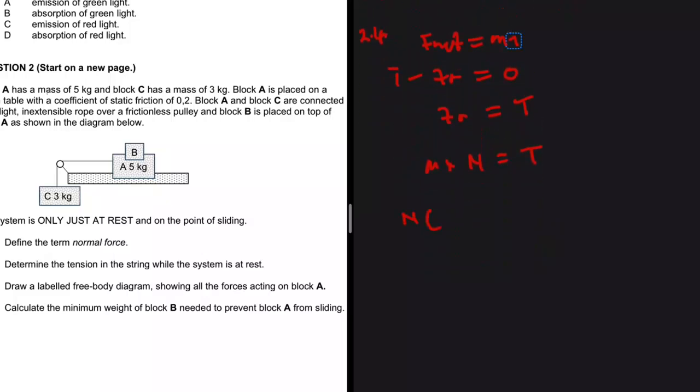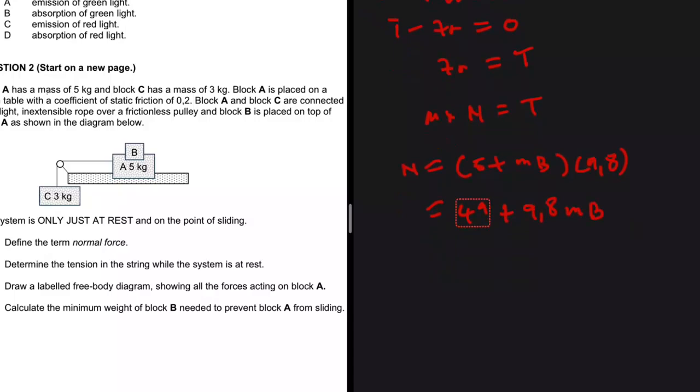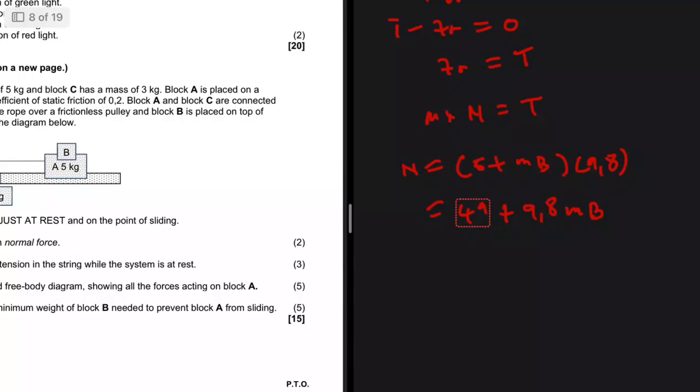So the normal force in this instance will be the mass of A, which is 5, plus the mass of B, which is what we're interested in essentially, multiplied by 9.8. So the normal force: 5 multiplied by 9.8 is 49, plus 9.8 mass of B. So there we go. We're going to have the coefficient, which is said to be 0.2. So we have 0.2 multiplied by 49 plus 9.8 mass of B. And this is equal to the tension, which is 29.4.